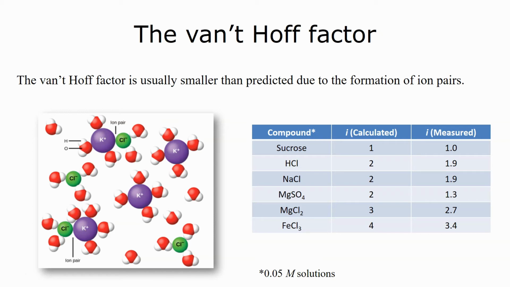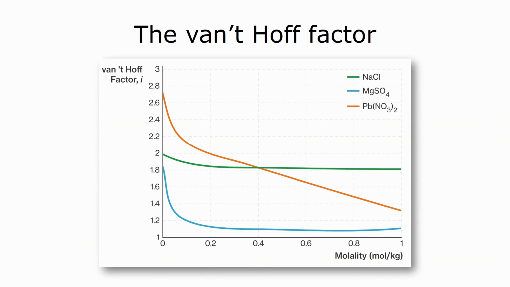And then if we take a look at iron(III) chloride, where we would expect 4 particles dissolved for every 1 mole of compound, we actually get a Van't Hoff factor of 3.4. So depending on the size of the ions and the concentration, you're going to have a slightly lower Van't Hoff factor in reality than what you've calculated. And when it comes to concentration, this graph shows it off pretty well. It drops off real fast for high concentration solutions.